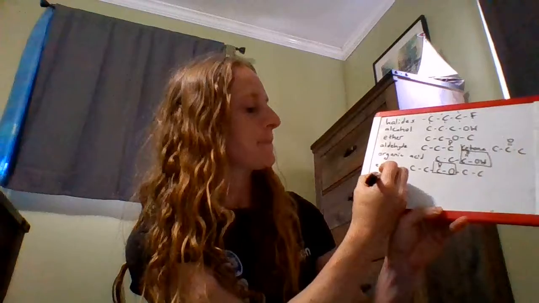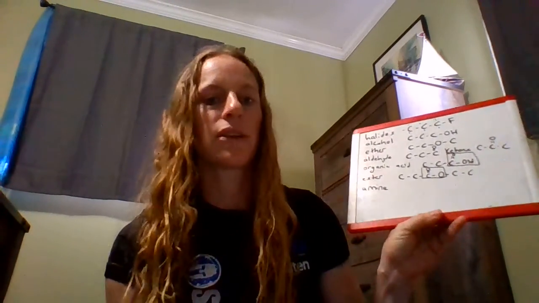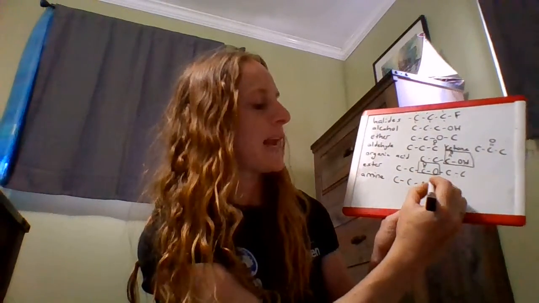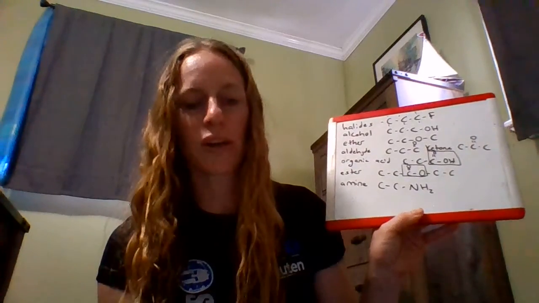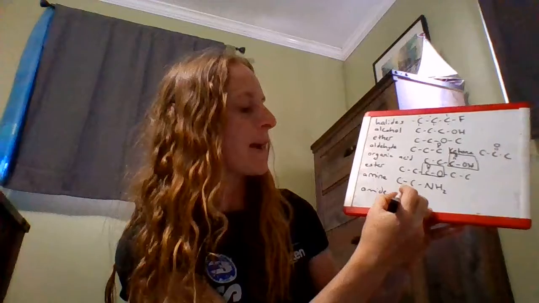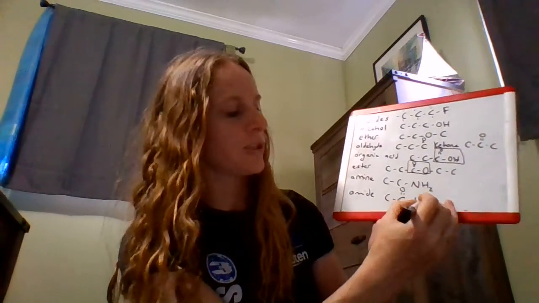An amine, amines and amides are the only one with nitrogen. So an amine usually, it's a little confusing on Table R, has an NH2 at the end. Or somewhere in it, but usually it's at the end. The only difference between an amine and an amide is that an amide has a double bond O and an NH2. Okay? Those are all of them.